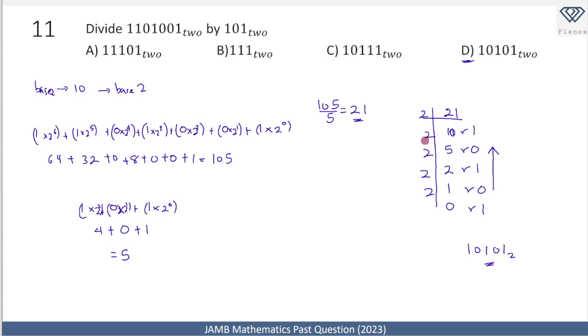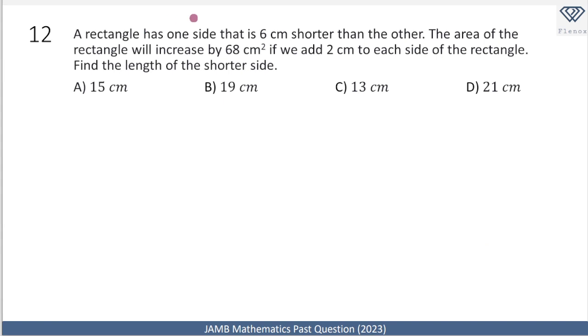So moving on to the next question, we are told that a rectangle has one side that is 6 centimeters shorter than the other. So I'm just going to draw the rectangle. It's always good to try to draw your questions or represent them in diagrams, because that helps you better conceptualize the solution.